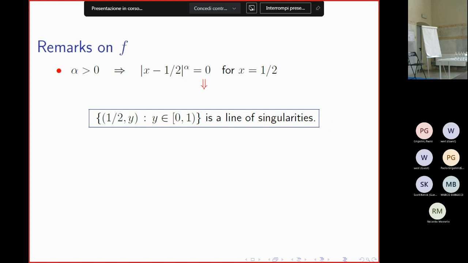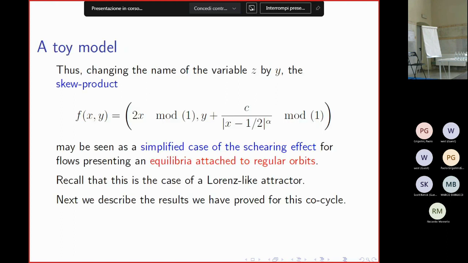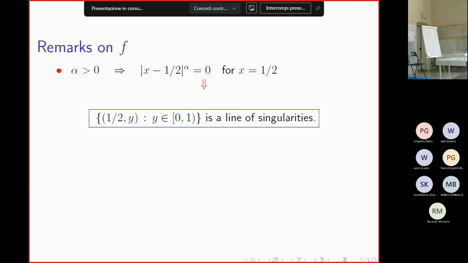The remark is that for alpha bigger than 0, this term is equal to 0 for x equal to a half, and then you have a line of singularities where the map is not defined when you look on the torus. You can look at the map here. You see that for x equal to a half, this is not defined.